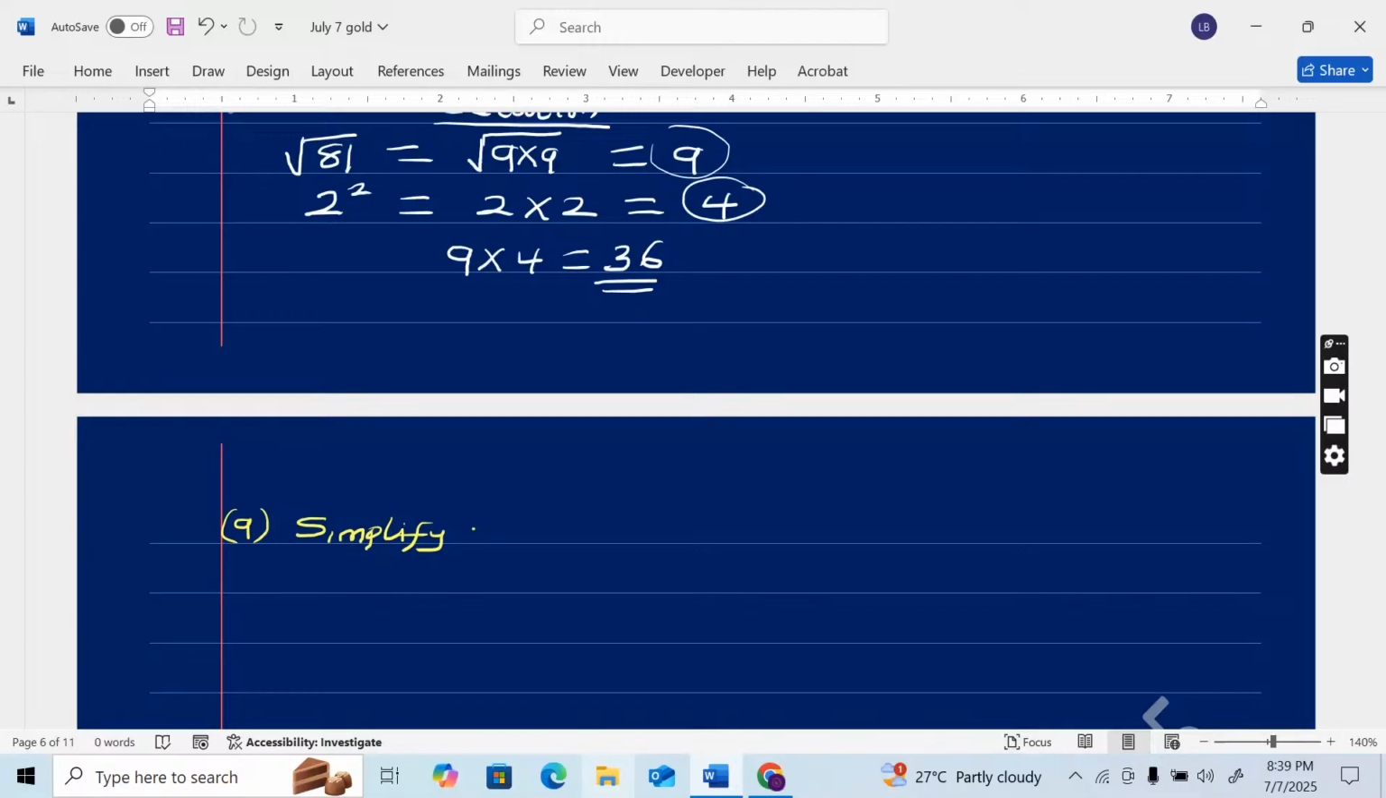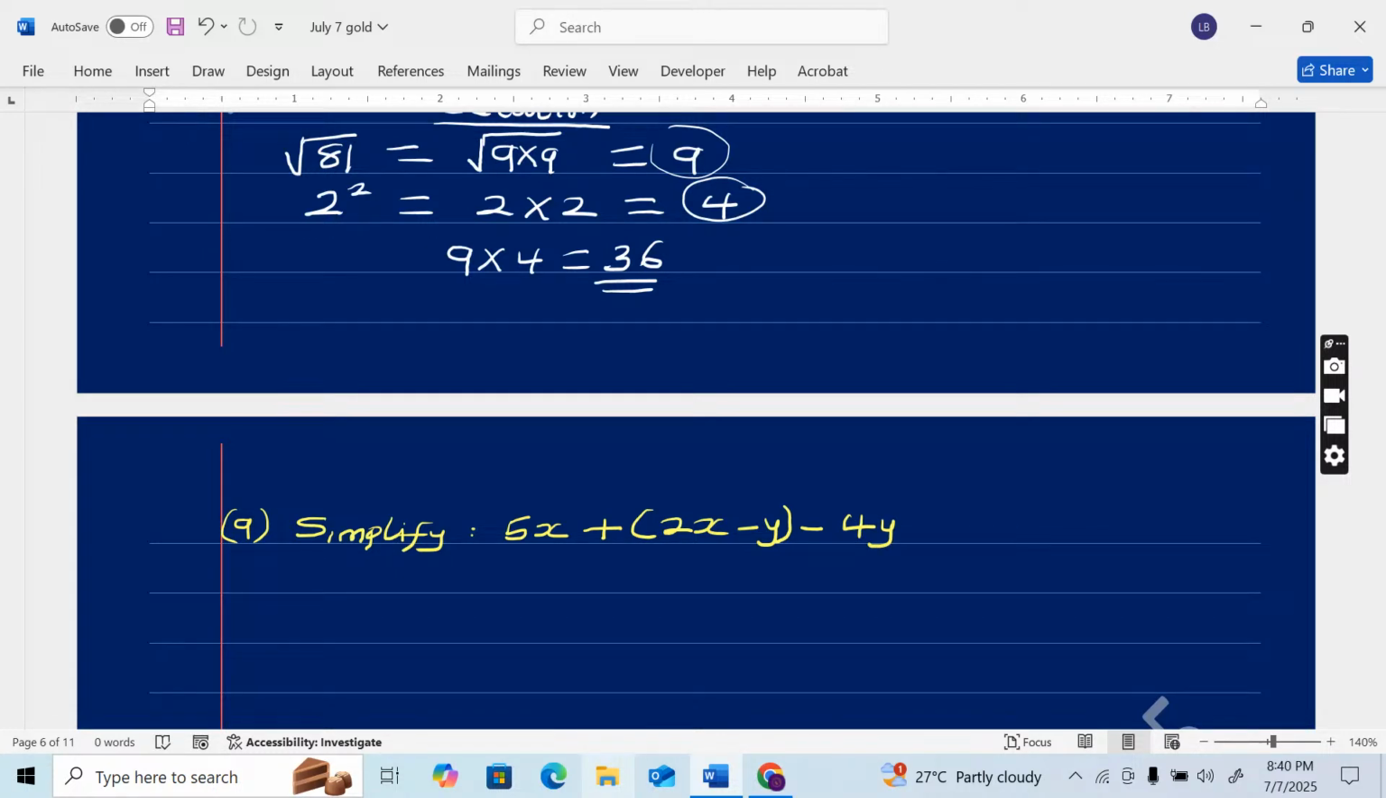So simplify 5x plus 2x minus y. Close the bracket, then we have minus 4y outside. Now, how do we do this?